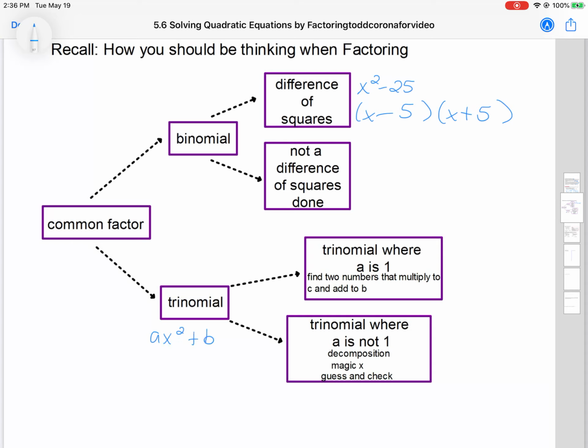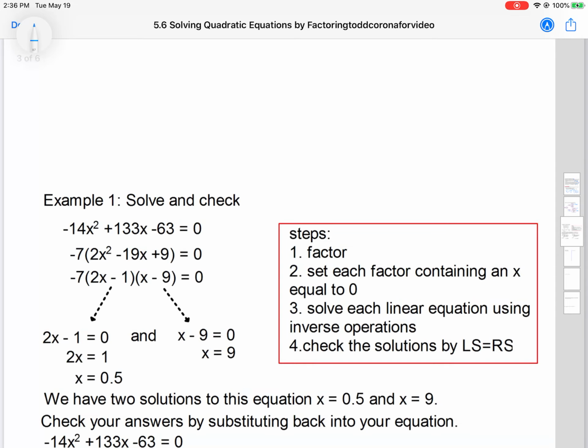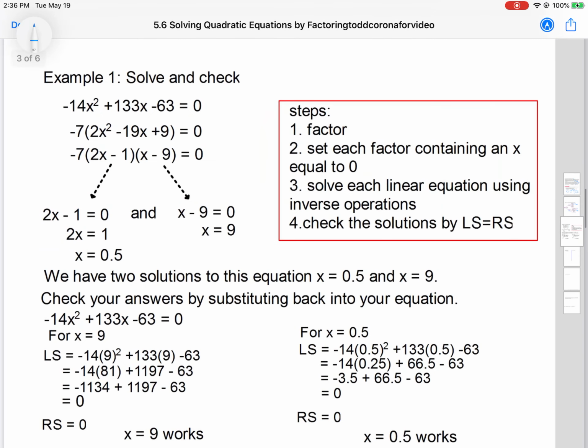Or you could have a trinomial, in standard form like this, ax squared plus bx plus c. If a is 1, then you can just find two numbers that multiply to c and add to b. But if a is not equal to 1, then you're looking for numbers that multiply to a times c and add to b. It doesn't matter what you choose: decomposition, magic X, or guess and check. This example here is just filled in for you. So factor, checking for a common factor first.